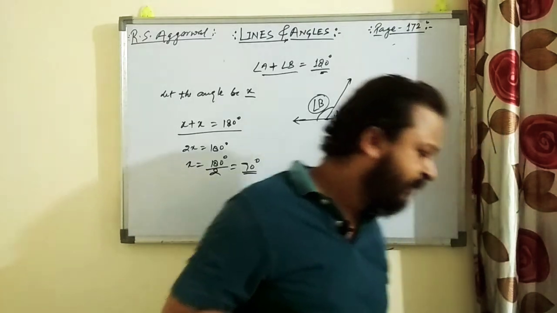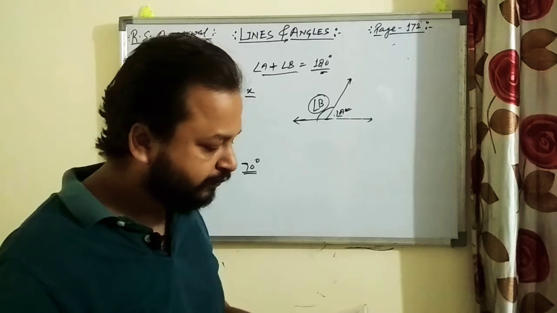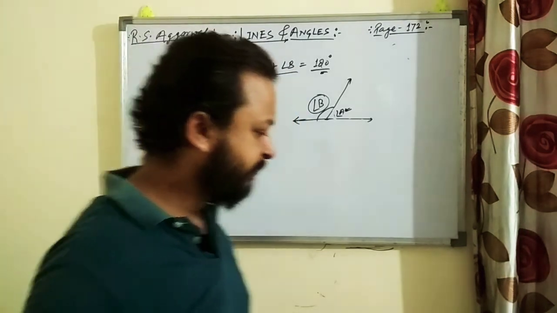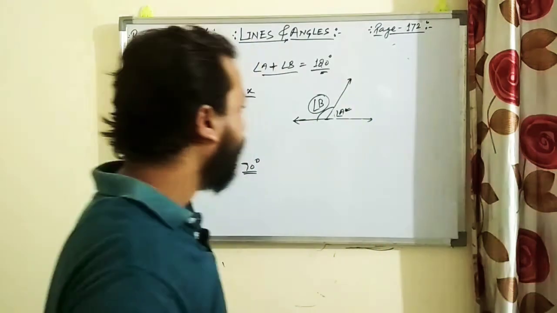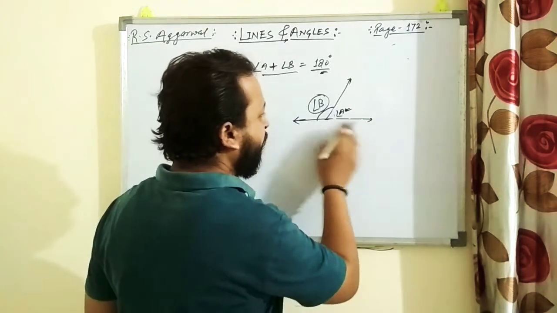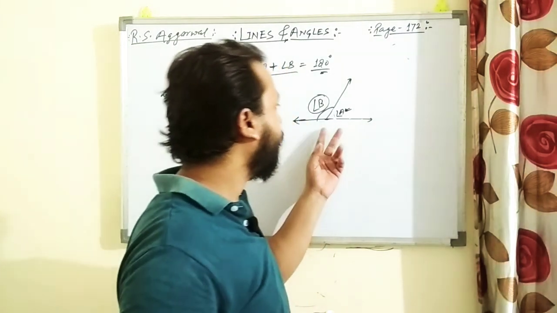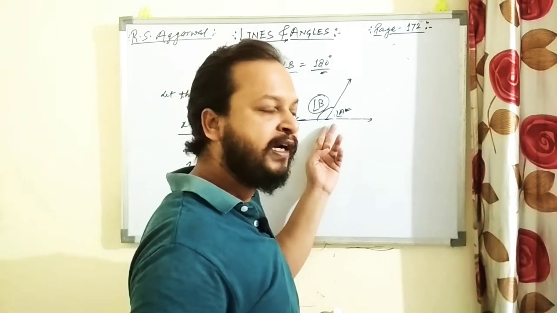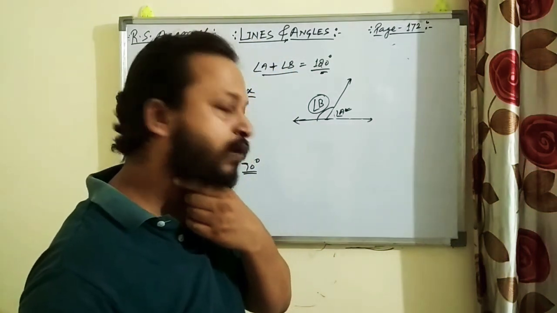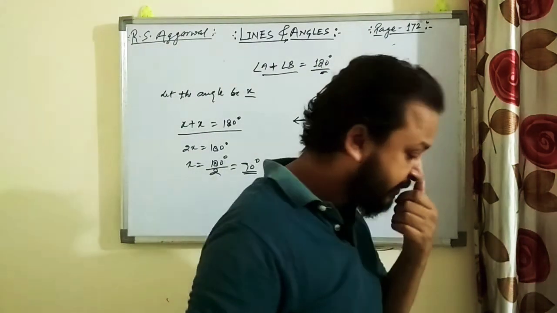Question number 5 is given as, can two angles be supplementary if both are acute angles? No. Acute angle means an angle less than 90 degrees, right? So it is not possible, because the sum of two angles must be equal to 180 degrees. If both angles are less than 90 degrees, the sum is less than 180 degrees. So that is why this is not possible.